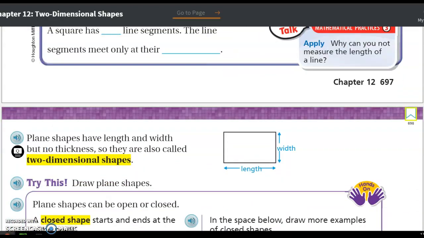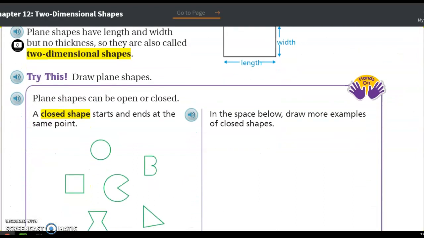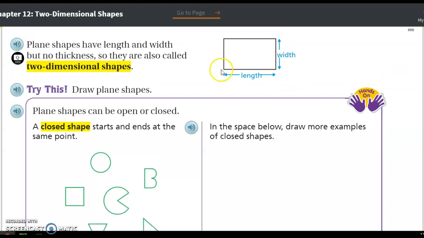I'm going to go ahead and turn your page. Actually, just flip over to page 698. This is what we talked about when we first opened up. Two-dimensional shapes only have a length and a width. If you can remember, in our area unit, we use length and width to determine area. So two-dimensional shapes have a length and a width. There's no depth to them. There's nothing coming out at us like a three-dimensional movie might have.